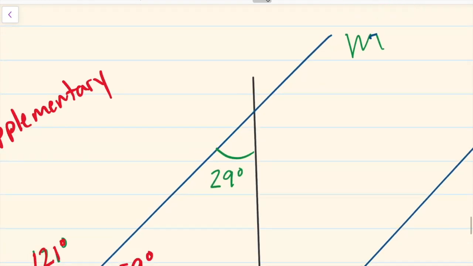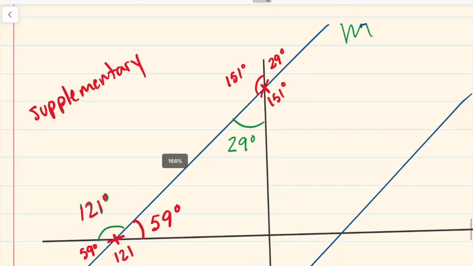Same thing over here, guys. Look at this 29. If we go across it, this one's also 29. You see? Now look at this one. Aren't these supplementary angles? So if this is 29, once again, what's 180 minus 29? So this angle next to it is 151. And remember, these are vertical angles, so this one also has to be 151. Notice how easy this is?